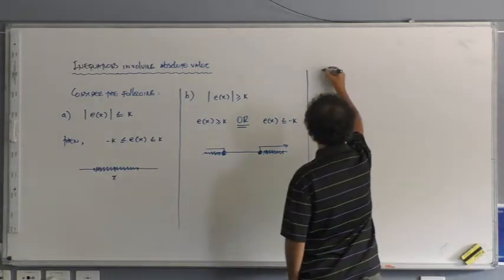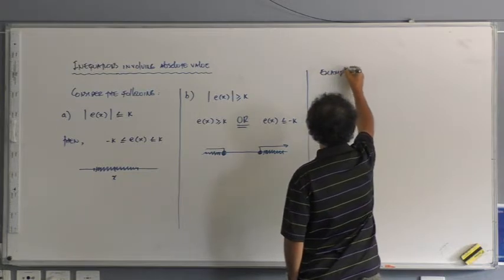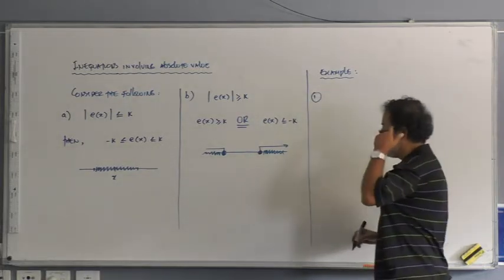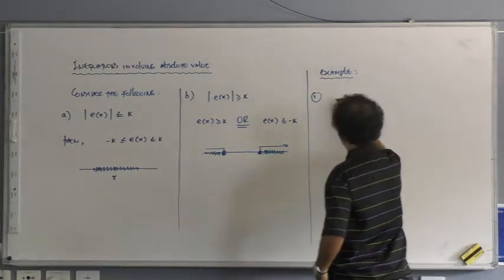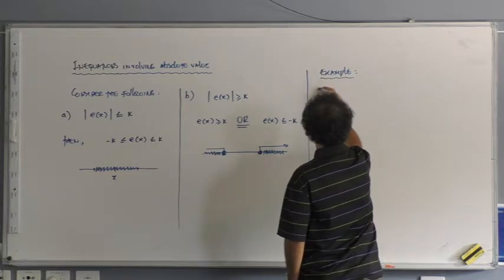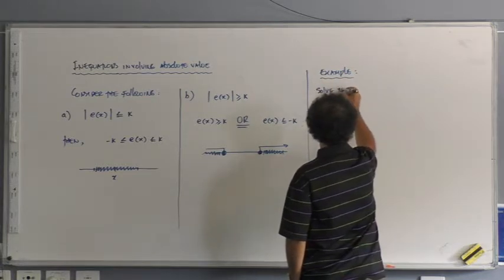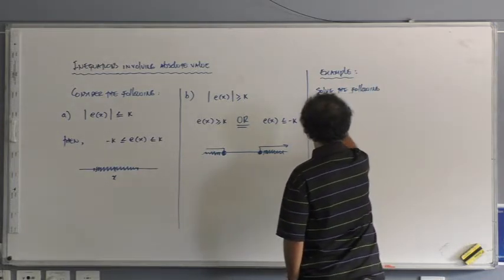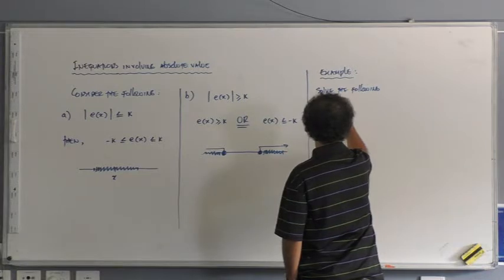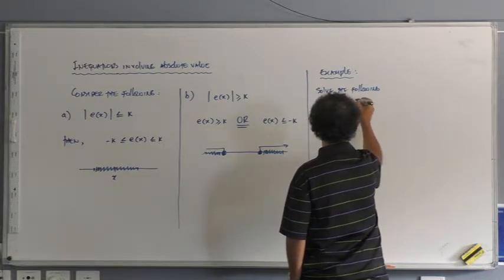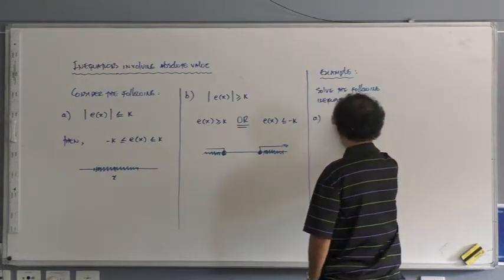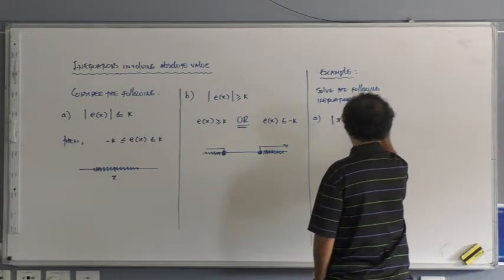Example. Solve the following inequation. All right, let's say that you have this: the absolute value of x plus 1 is less than or equal to 3.